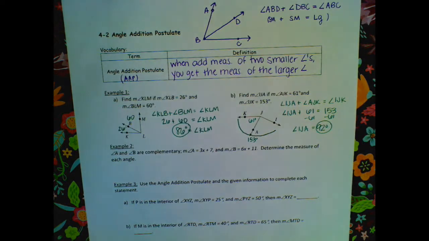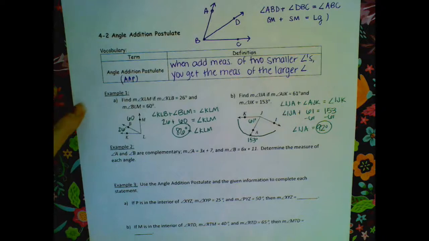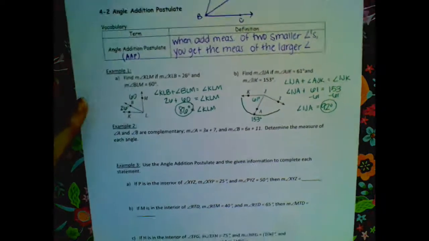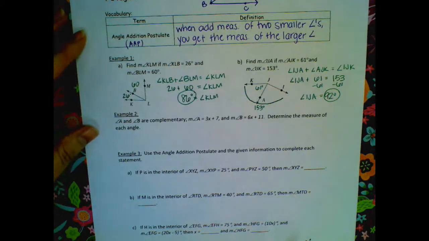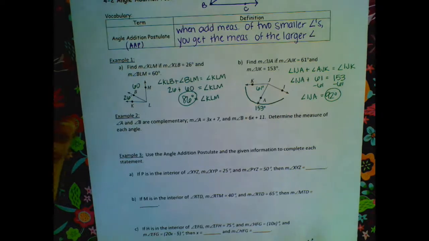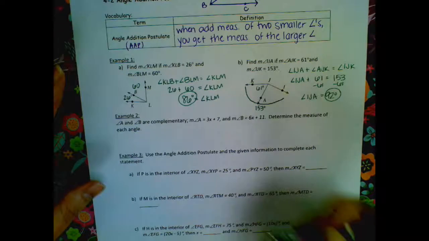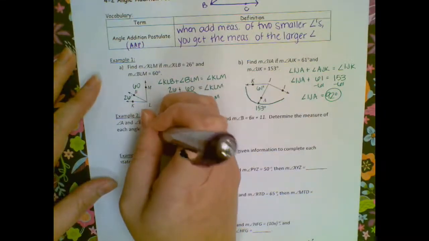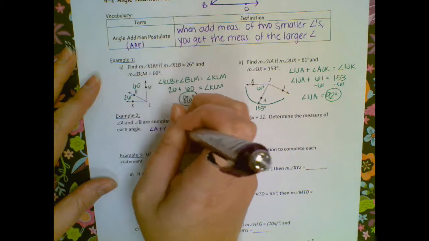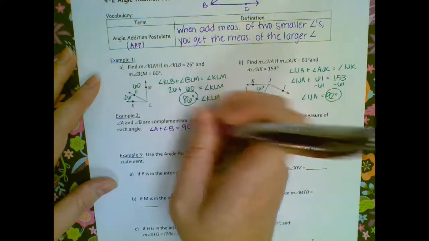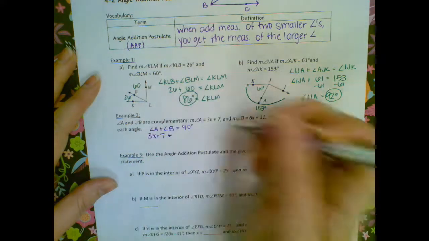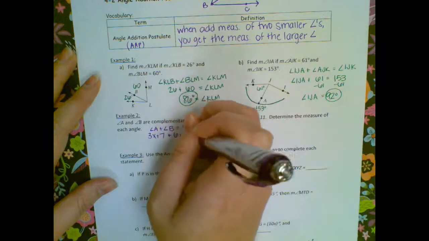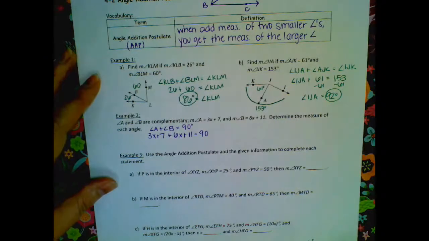What if we know angle A and angle B are complementary, which remember means that they add up to 90 degrees. Measure A is 3x plus 7. Measure B is 6x plus 11. Determine the measure of each angle. Again, if we know that A and B are complementary, then angle A plus angle B should equal 90 degrees. We know angle A is 3x plus 7, plus angle B is 6x plus 11, should equal 90 degrees.